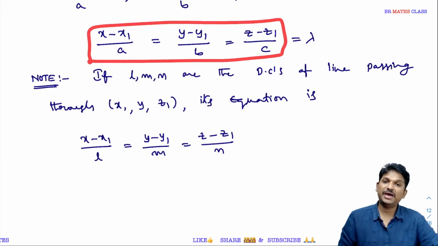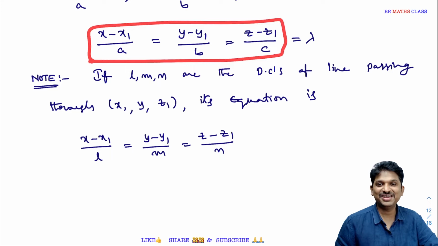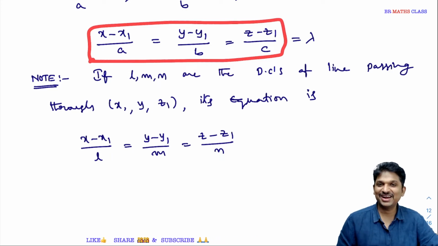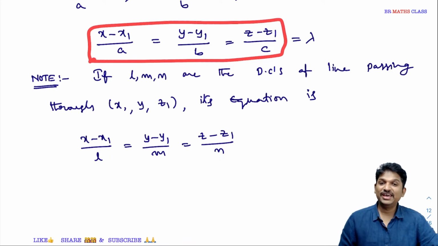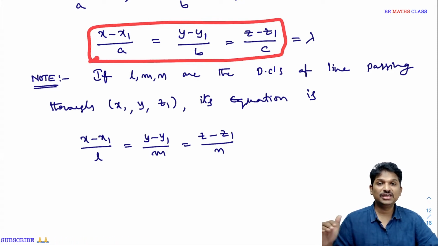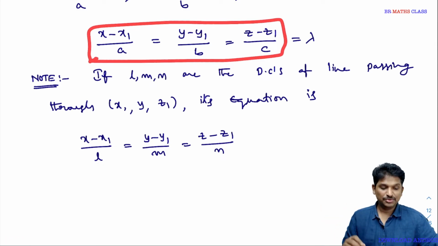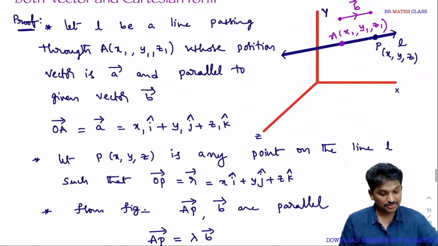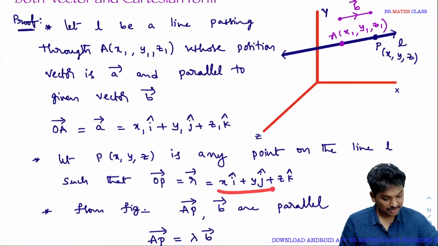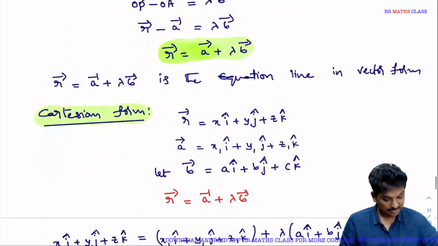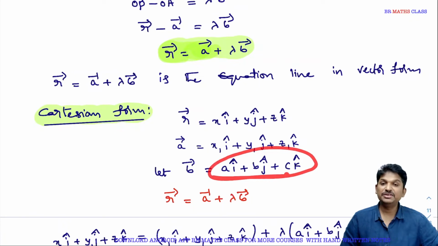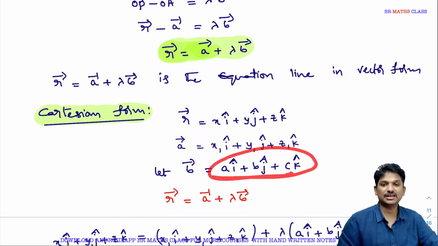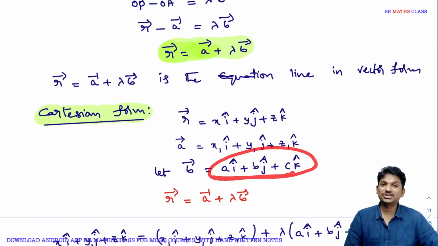When a line is parallel to a i cap plus b j cap plus c k cap, I hope you are understanding, that means a, b, c are the direction ratios of the given line. That respective line is parallel to b bar, right? We have taken b bar here. a, b, c are the direction ratios of the given vector.